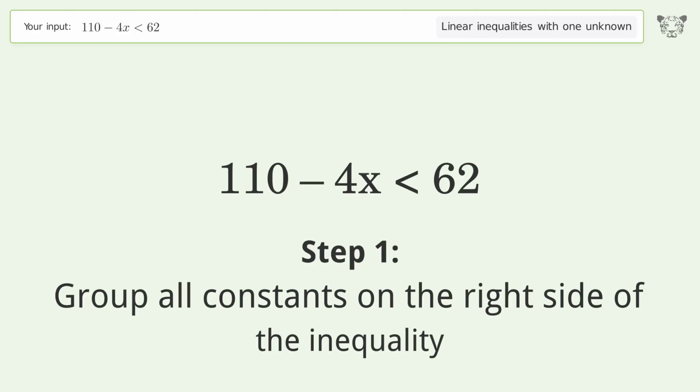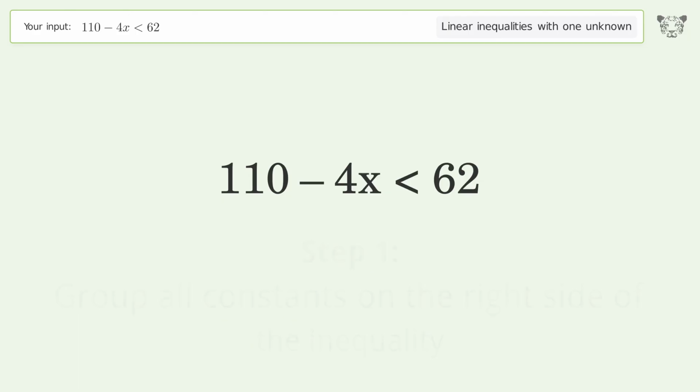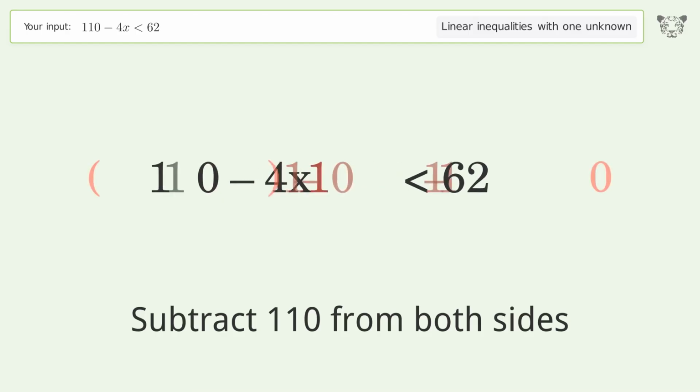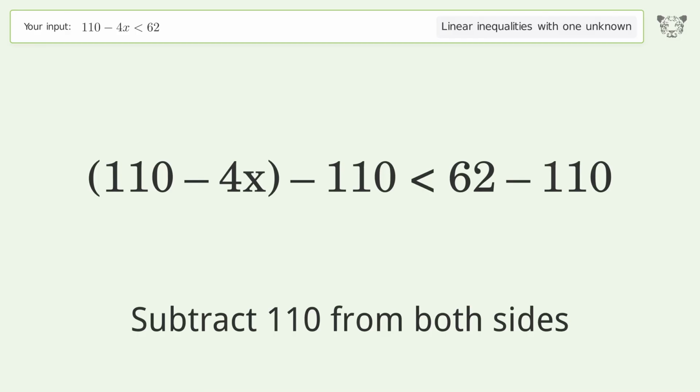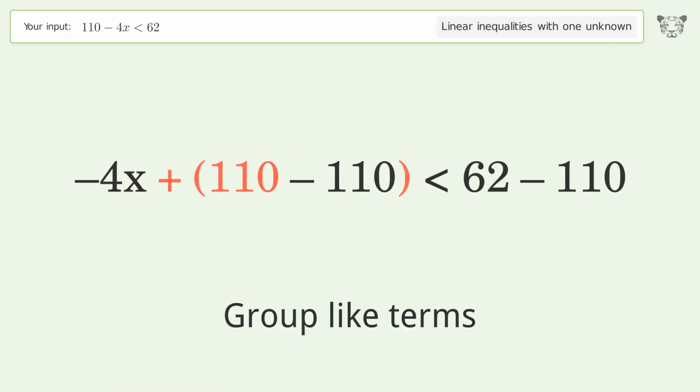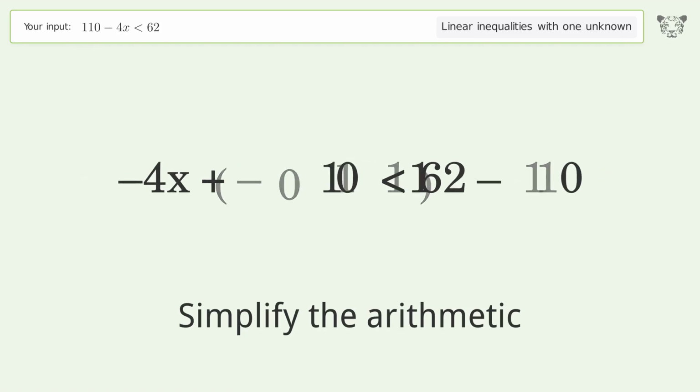Group all constants on the right side of the inequality. Subtract 110 from both sides. Group like terms. Simplify the arithmetic.